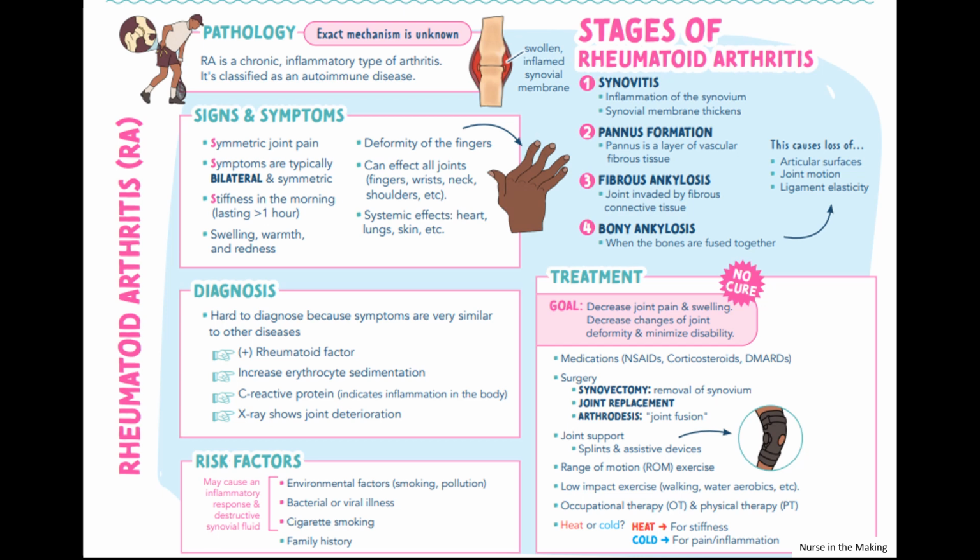Before starting DMARDs, patients should inform their healthcare provider if they have a history of or active tuberculosis. Many patients respond well to methotrexate, which is the first-line DMARD, and that is the treatment of choice for RA. Methotrexate is taken once a week orally, subcutaneous or intramuscular, but it's only once a week.